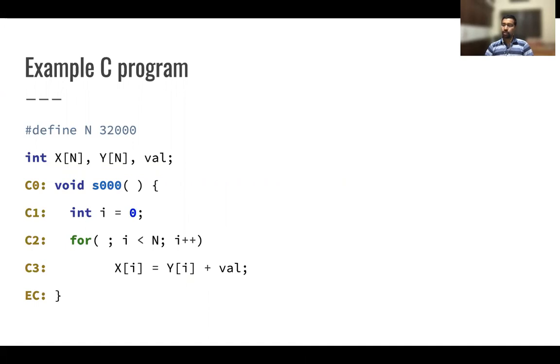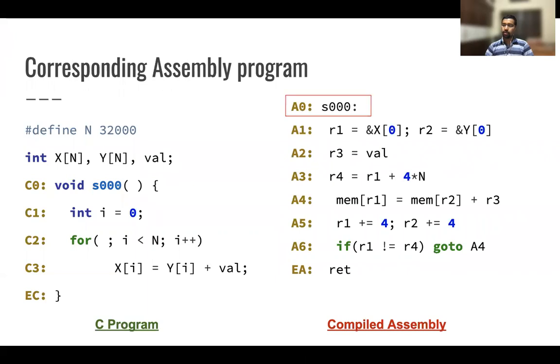Now, after we compile this C program with -O2 optimization flag, the corresponding abstracted assembly program generated is as shown here. Here's the beginning of the function s000. It stores the address of the first element of array x and the first element of array y into registers R1 and R2 respectively. It then stores the value of variable val into the register R3. After that, register R4 is assigned the result of addition of register R1's value with the number 4 times n.